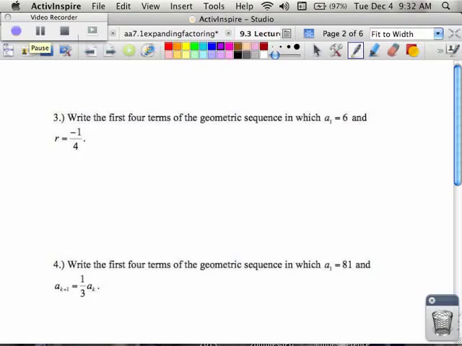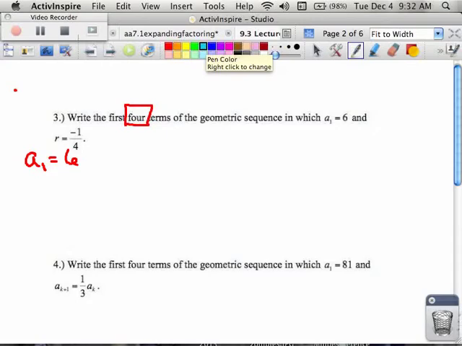In number 3, we're going to write the first 4 terms of a geometric sequence. And they tell us what our common ratio is, and they tell us what our first term is. So as I'm writing these down, they give me a sub 1. They say that a sub 1 is 6. And they want the first 4 terms. Make sure you read the directions carefully. They already gave you one of them. Write it down. It's a freebie.